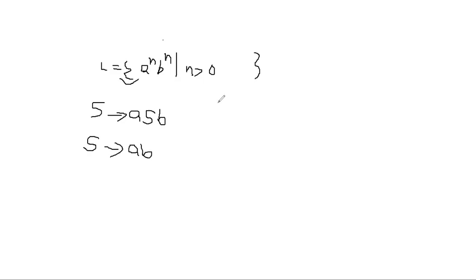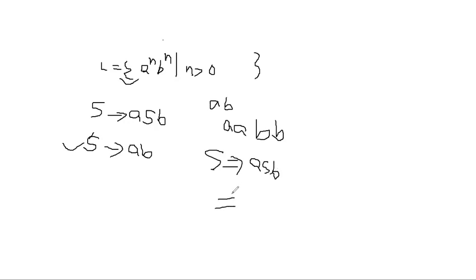Okay? Suppose only one AB is there. There is a direct production. We can directly take S implies AB. Suppose 2 A's followed by 2 B's. Then we should start with S implies A S B. Only 2 A's and 2 B's are required. So finally replace this S with AB. If we replace S with AB, then we get 2 A's and 2 B's.